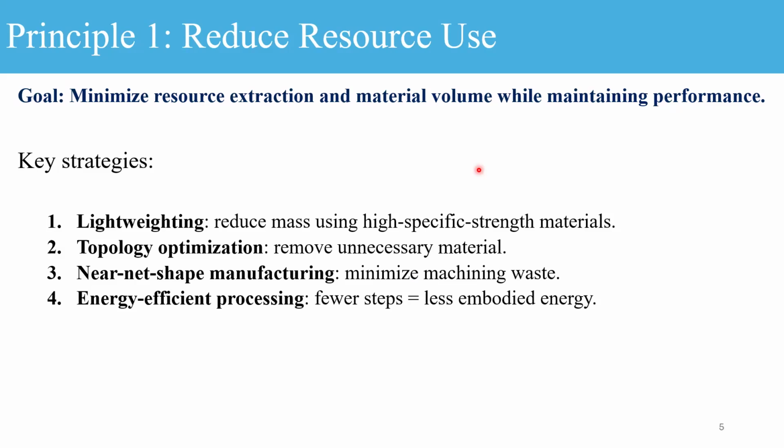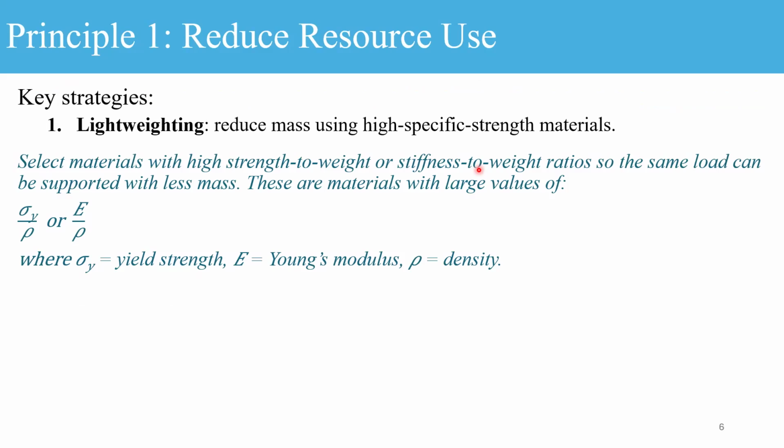Let's break down these key strategies one after another for the first principle of material selection, which is reduce resource use. The first key strategy is lightweighting. Here we are reducing the mass using high specific strength materials. We select materials with high strength-to-weight or stiffness-to-weight ratios so that the load can be supported with less mass. These are materials which have high values of sigma y by rho or E by rho, where sigma y is the yield strength and rho is the density, and Young's modulus is represented by E.